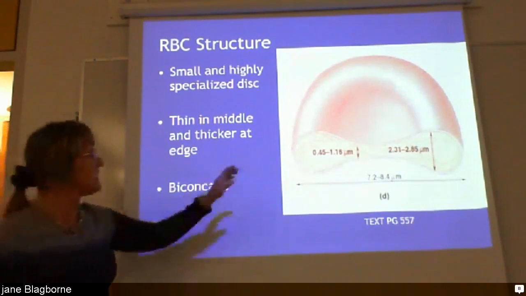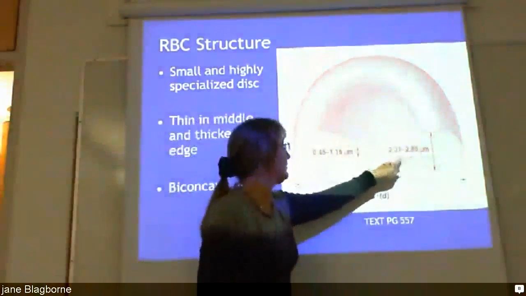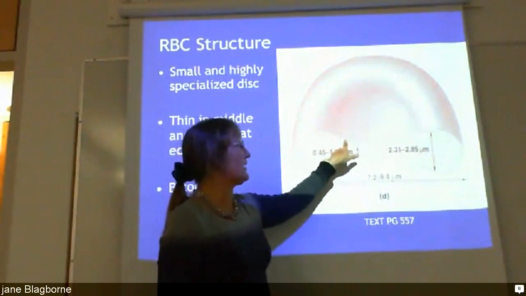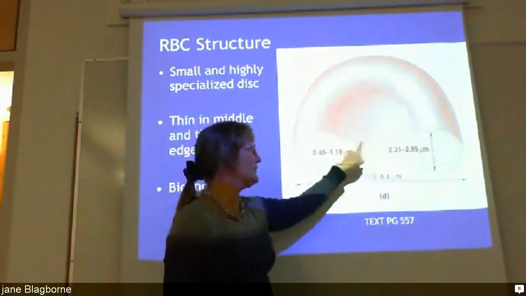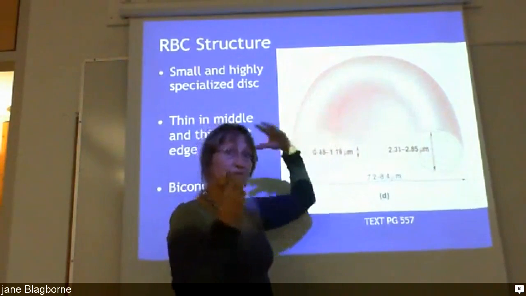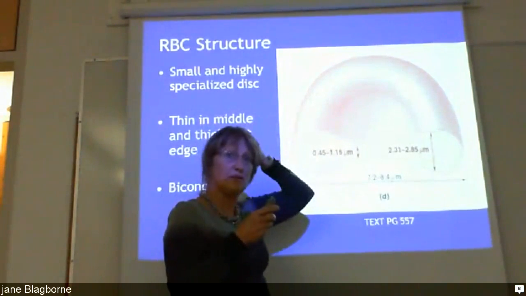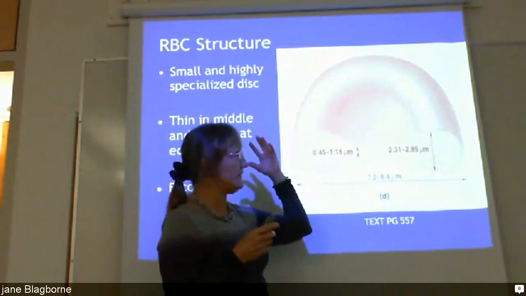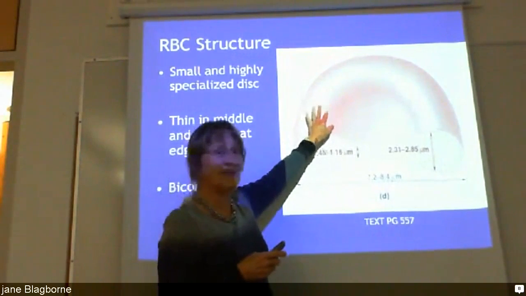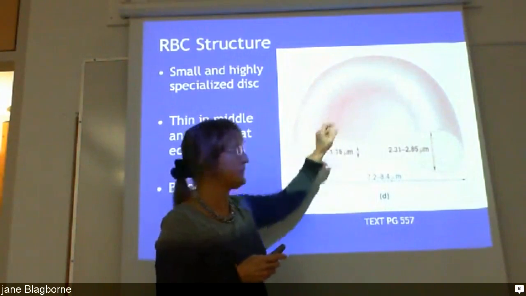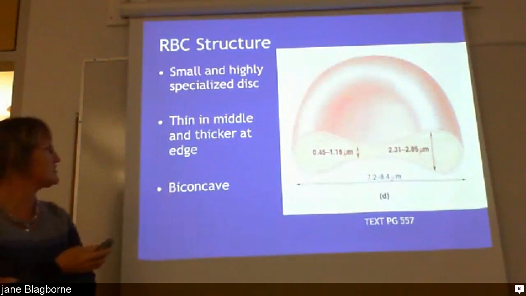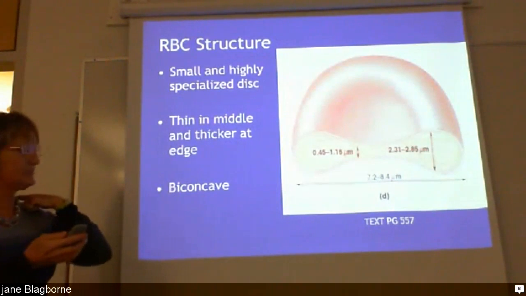The other thing too is they are concave in the middle. This increases the surface area, like in your brain, where you have those folds that increase the surface area. So that allows them to carry more hemoglobin. That's why they have that concave shape, or biconcave shape. There's skin on both sides.